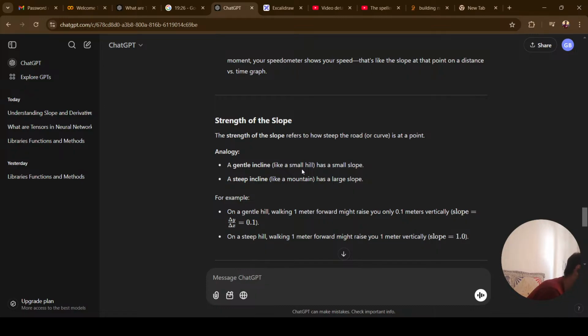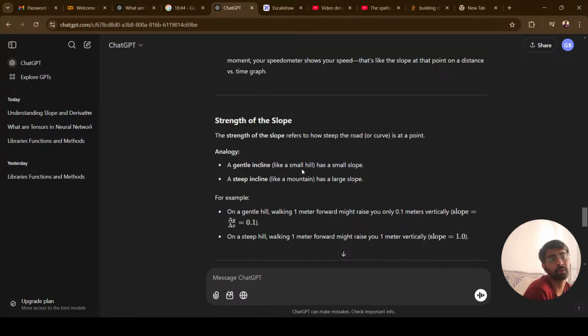Large slope means you will require more acceleration. It will be tough for you to achieve height. On a gentle hill, walking 1 meter forward might raise you only 0.1 meters vertically. On a steep hill, walking 1 meter forward might raise you 1 meter vertically.